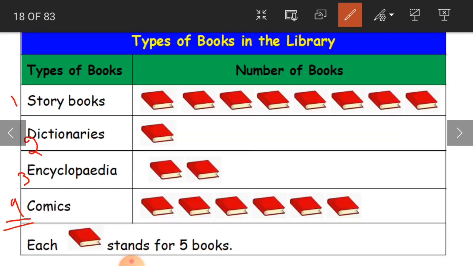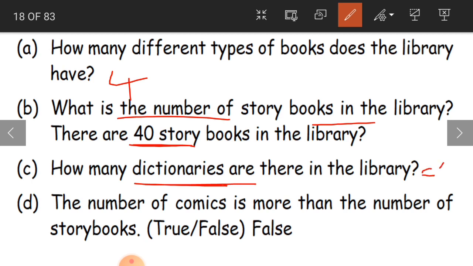How many dictionaries are there in the library? As we can see here, we are having only one book for dictionary. But as one book stands for 5 books, we'll multiply with 5 and the answer would be 5. So how many dictionaries do we have? We are having 5 dictionaries.